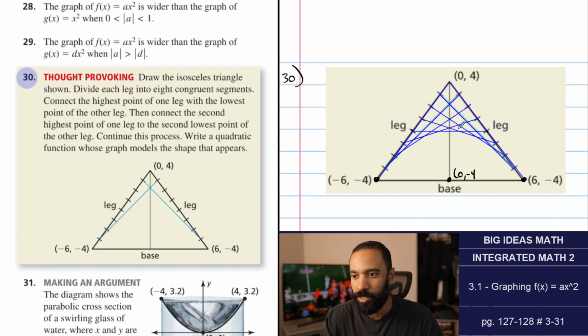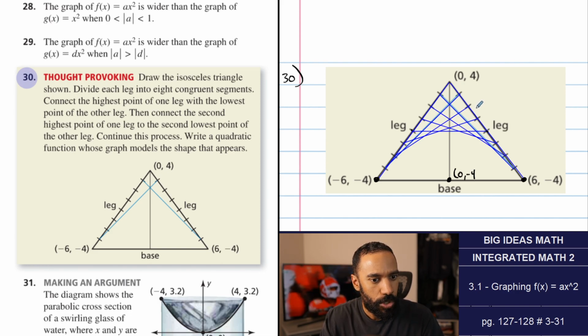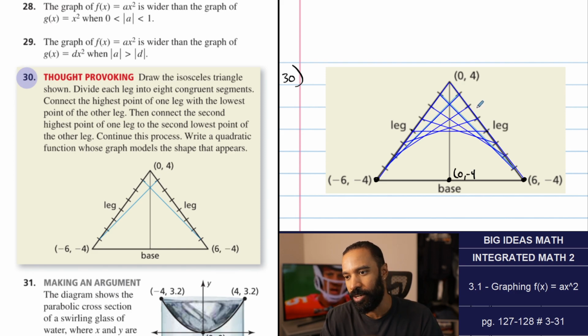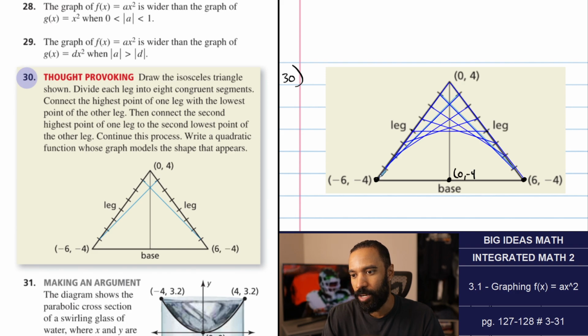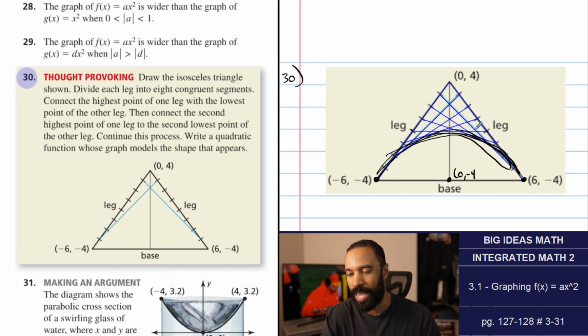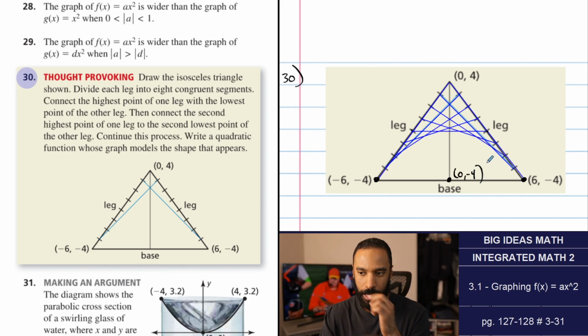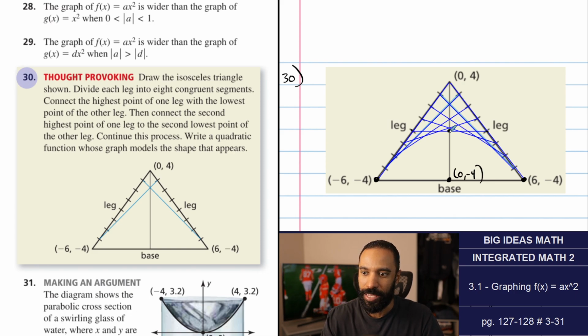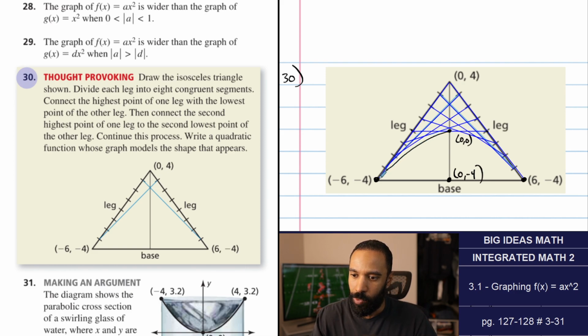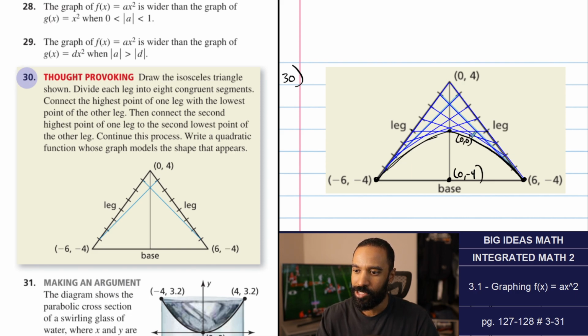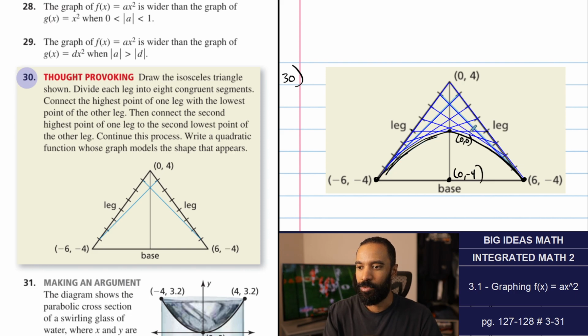So let's see, what do they want here? Write a quadratic function whose graph models the shape that appears. So we kind of want to draw a graph, I guess, that just does that, right? I don't know specifically. I think they want us to draw that, state what that quadratic is. So if that's 0, -4, then this point right here would be right in the middle because that is halfway through. So that point is 0, 0. What they want you to do is make the quadratic equation that hits, I guess, there and there. I don't really know. Maybe, maybe not.